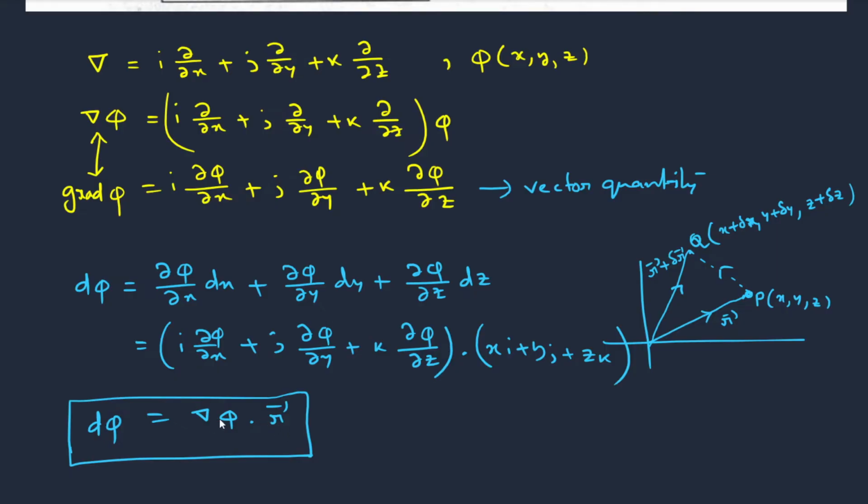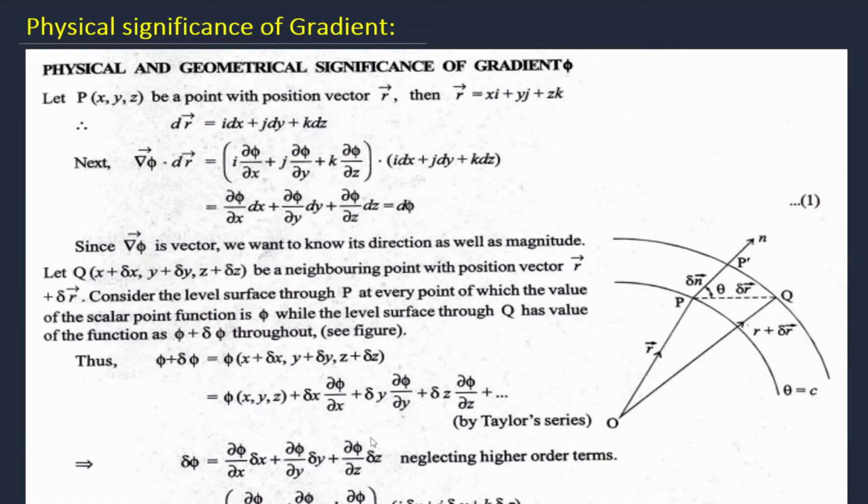Now, since nabla phi is a vector quantity, it has both magnitude and direction. What kind of direction does it have, and what is the maximum value of the magnitude? That is very important to know. This comes under the physical or geometrical significance of the gradient of phi.